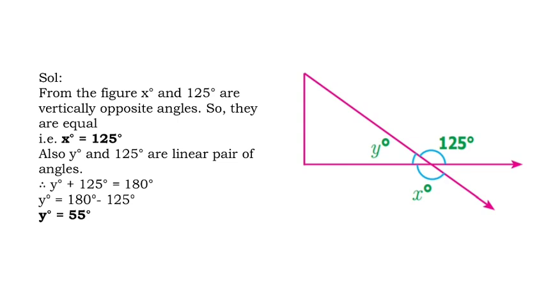Also y degree and 125 degrees are linear pair of angles. So therefore y plus 125 degrees is equal to 180 degrees. So therefore y degree is equal to 180 minus 125. So therefore y degree is equal to 55 degrees.